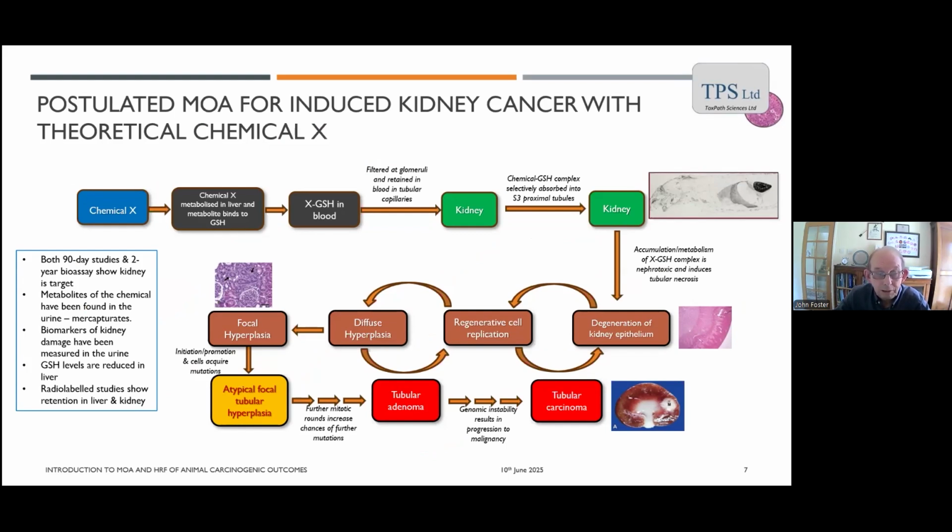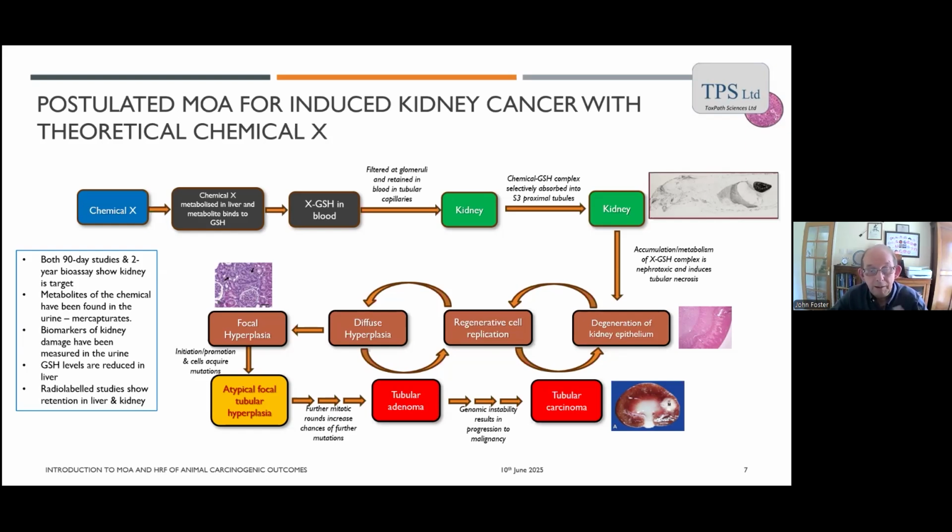We have found metabolites, for example, in the urine, mercapturates, so that's telling you that glutathione metabolism is involved. We have decreases in glutathione, for example, in the liver, and radiolabeled studies here. We can see that radiolabel is bound for a radiolabeled compound. So you're not going to get many of these things from a 2-year study alone.